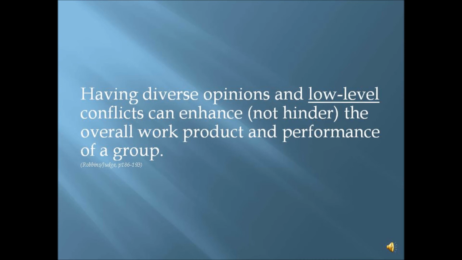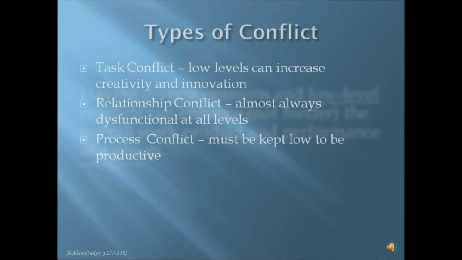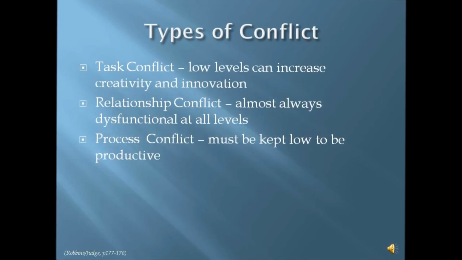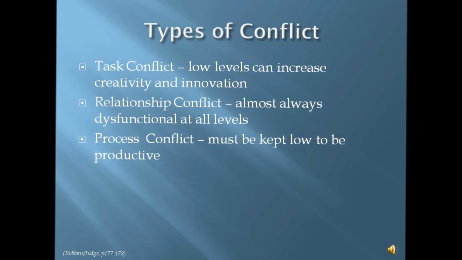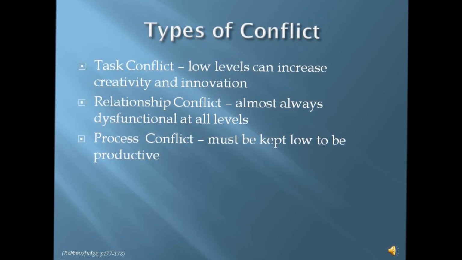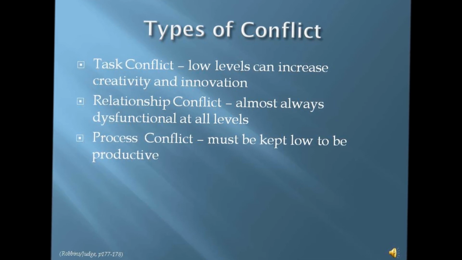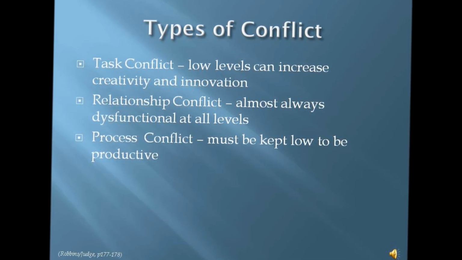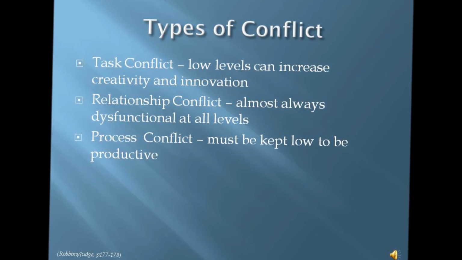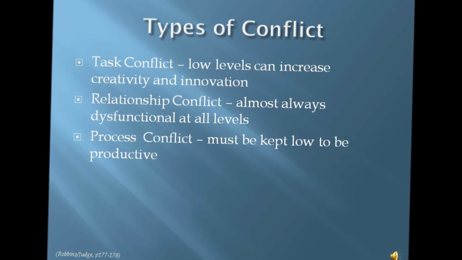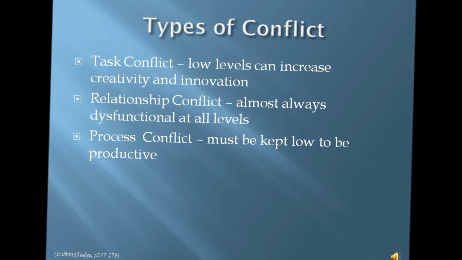It is important to understand the difference between functional and dysfunctional conflict. First, we need to look at the different types of conflict: task, relationship, and process. Task conflict relates to the content and the goals of work. Relationship conflict focuses on interpersonal relationships. And process conflict relates to how the work gets done. Low levels of task conflict can stimulate discussion of ideas and increase creativity and innovation.